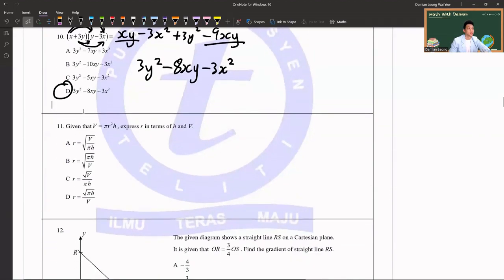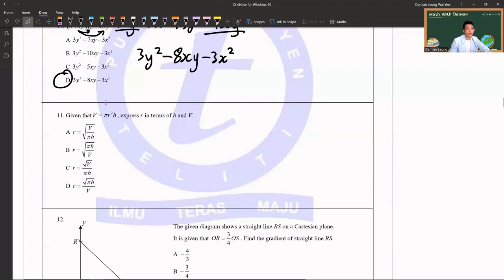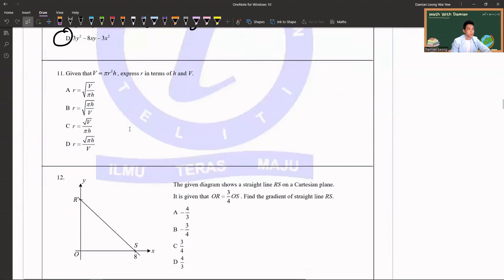Question 11. V equals pi r squared h. Express r in terms of h and v. So I need to rearrange the subject of this formula. Okay, so bring over everything except for the r. So I get rid of the pi and h, times, opposite divide. Whatever you bring over, do the opposite of it. So I'm left with r squared.